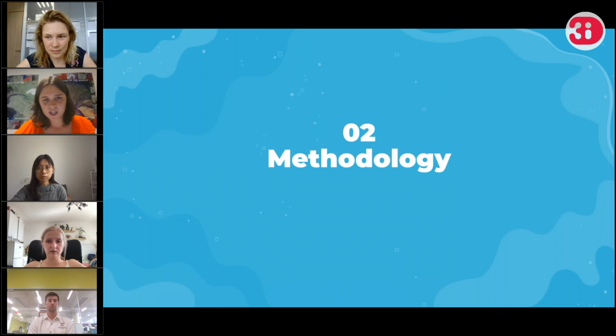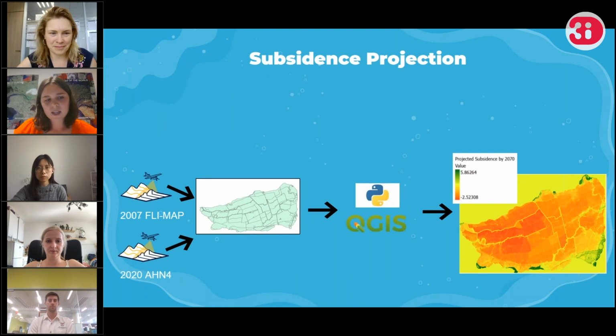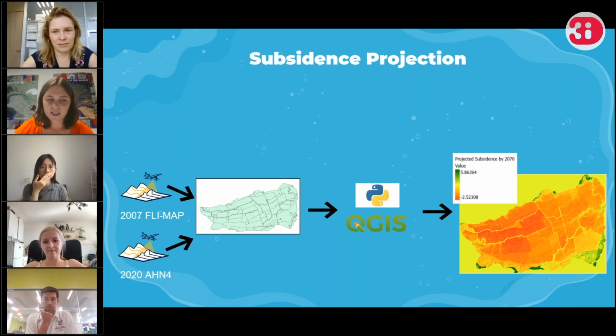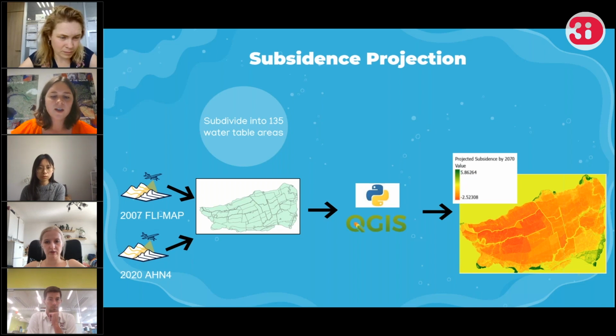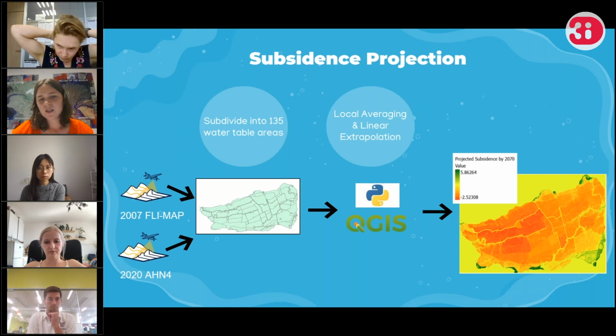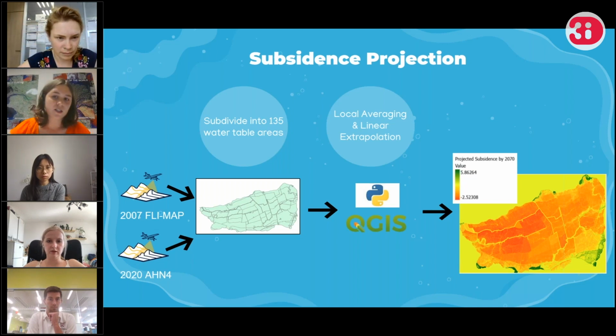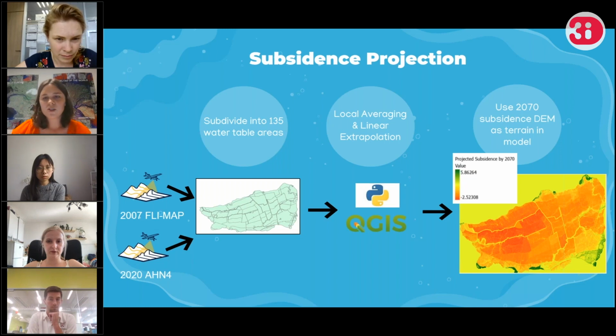So now to discuss the methodology. To project future land subsidence, I first had to analyze historical data. I had 2 LiDAR data sets from 2007 and 2020, and I first subdivided these data sets into 135 water table areas. This was to get a localized average subsidence rate, instead of just one value for the entire Balservaart polder. Next, I linearly extrapolated using some Python scripts as well as GIS to project to 2070, 50 years into the future. This future subsidence was then used as my DEM in my 3Di model.